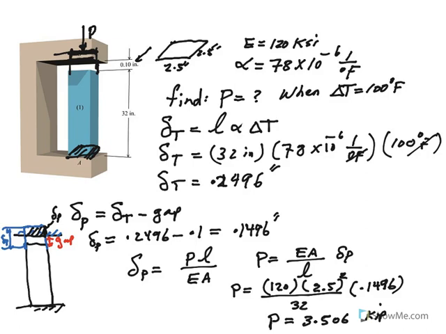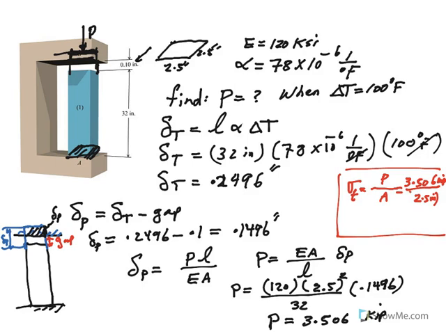Now, if you are interested to even calculate the thermal stress that is developed, you could do that by taking this load and divide by area. So if you do that, for example, take the 3.506 kip and divide it by 2.5 inch squared, the outcome would be about 0.561 KSI or 561 PSI.